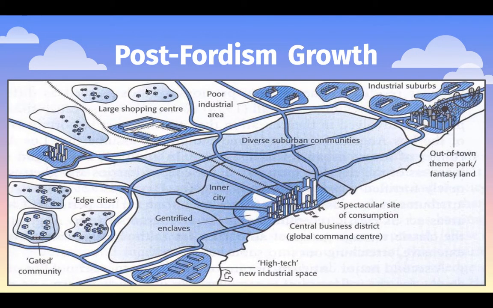Eventually, we get to what we have today. Large shopping centers on the outskirts of the urban center. Edge cities with lots and lots of business flowing and gated high-income communities. We also have on the edges of the cities some industrial suburbs and poor industrial areas.